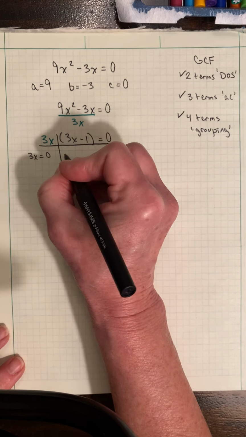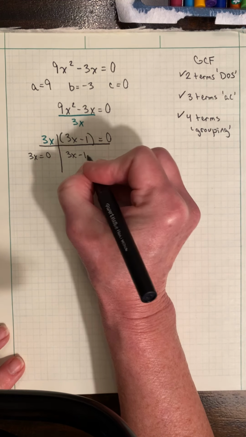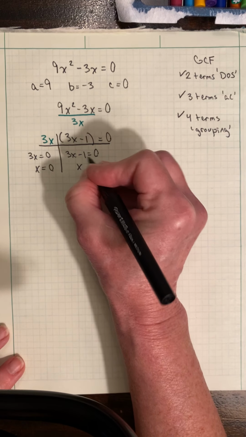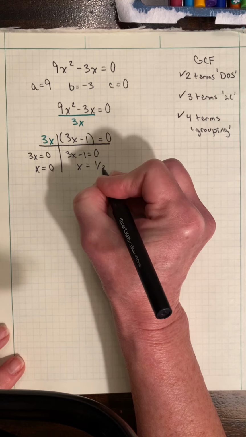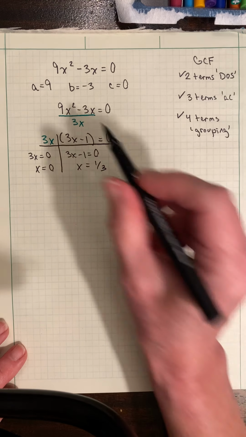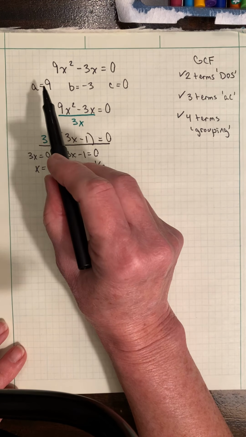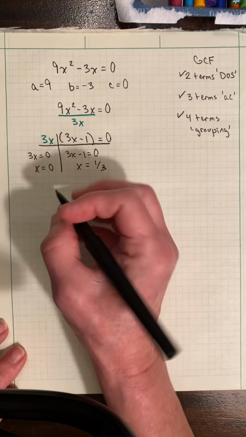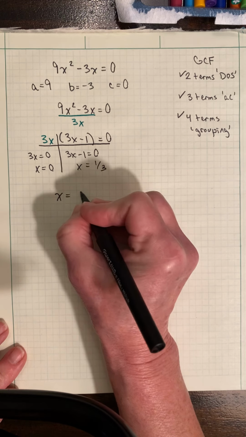3x equals 0. 3x minus 1 equals 0. One of my answers is 0, and the other one, add 1 divided by 3, is 1/3. Okay? Now, to use the quadratic formula, you do need a number for A, B, C, so any missing term or terms gets a 0. Let's write it down again.